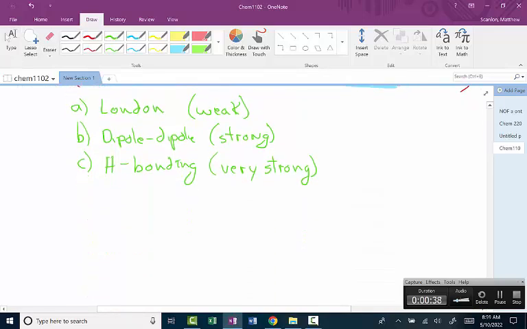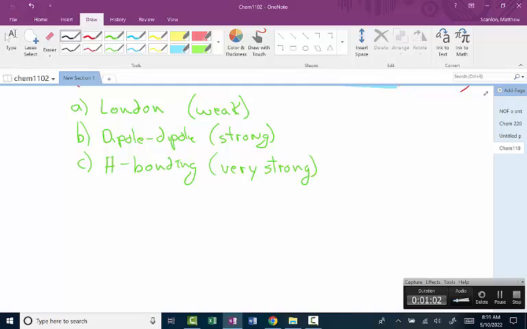And so the three forces that we've talked about in the next section's videos are London, dipole, and hydrogen bonding. London forces are weak, but they're in everything, and there can be a lot of them. Dipole forces are strong, and H bonding forces are very strong.